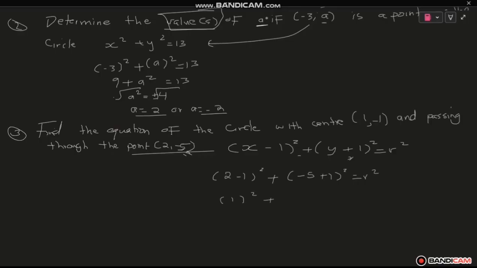Therefore, inside the bracket, we're going to have 1 squared plus negative 4 squared equals r squared. We have 1 plus 16 equals r squared. Therefore, 17 equals r squared. We take it and substitute it on that equation. Therefore, x minus 1. We will never actually square root them. Why? Because we're looking for r squared and 17 is r squared. Therefore, y plus 1 squared equals 17.